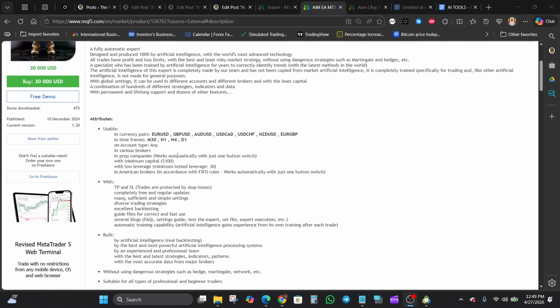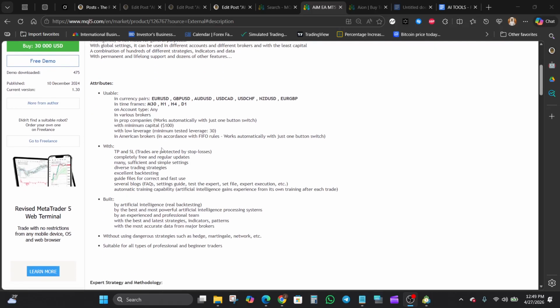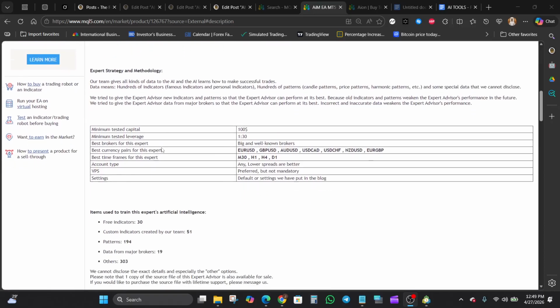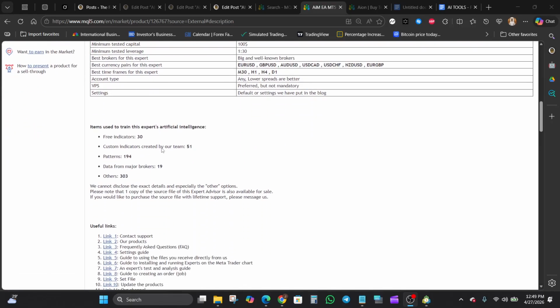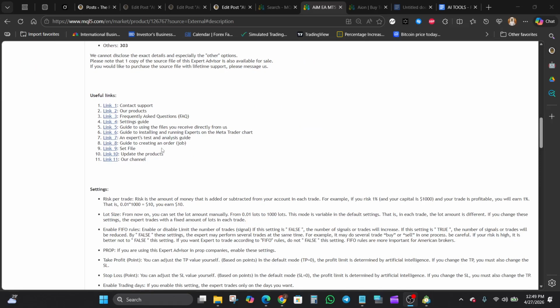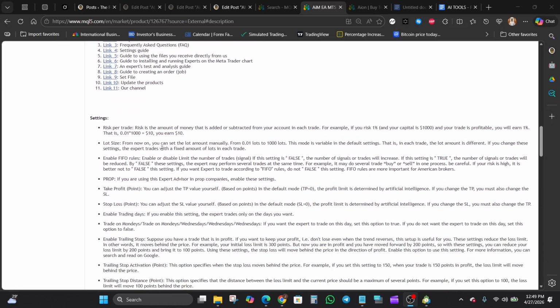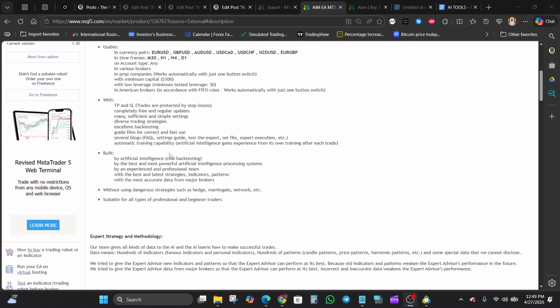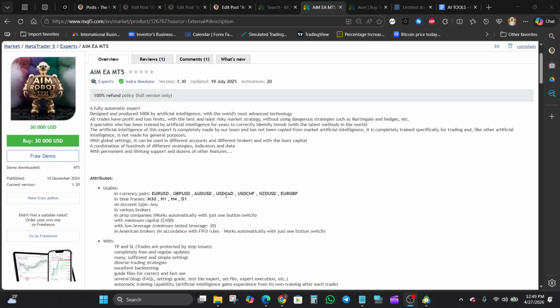I also noticed that it comes with full support, updates, and detailed guides, which is important because with systems like this, proper setup usually makes a big difference. Okay. It's designed to work on multiple pairs like EURUSD, GBPUSD, USDJPY, amongst others, right? Across time frames from M30 up to D1. So it's quite flexible in terms of how you can deploy it.